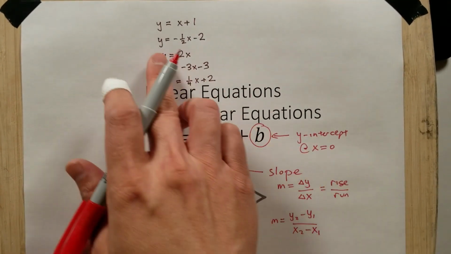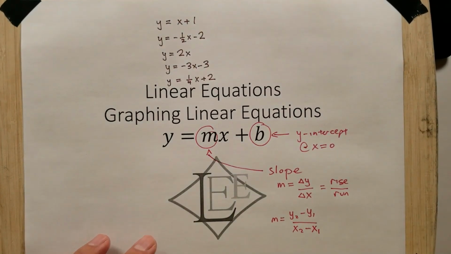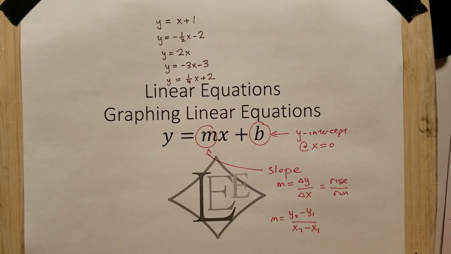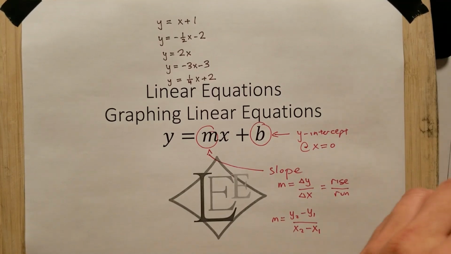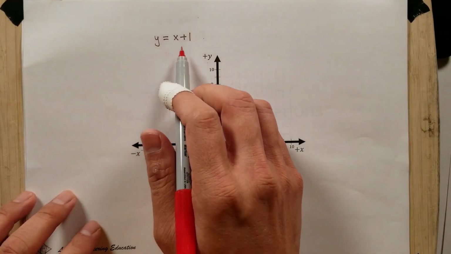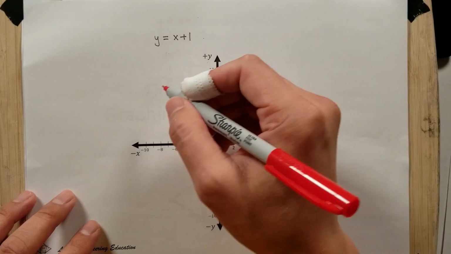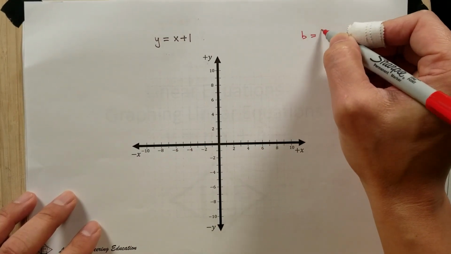So let's take a look. We'll start with y equals x plus 1. And feel free to pause the video and try it on your own before comparing to our graph to see how well you match. All right, so we have y equals x plus 1. So the first thing is to identify our y-intercept. So for this case, y-intercept is equal to 1.